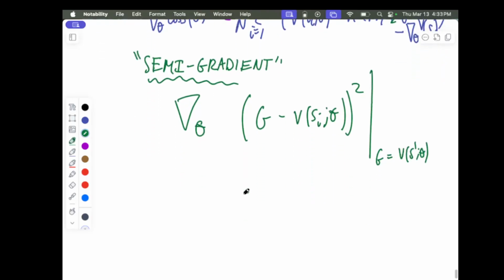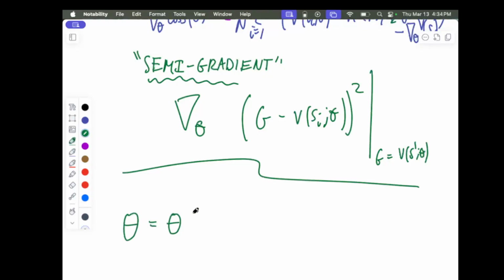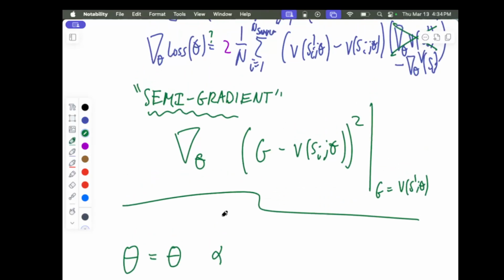So what is the final update? The final update looks like this. We're updating the parameters theta. Theta equals whatever the theta was before. Then we do an alpha. I'll put the sign in at the end to make sure I get it the right way. And then I'm just going to do one sample. So v of s prime theta minus v of s theta. Okay, plus any rewards. If you see some rewards now, put those in too.